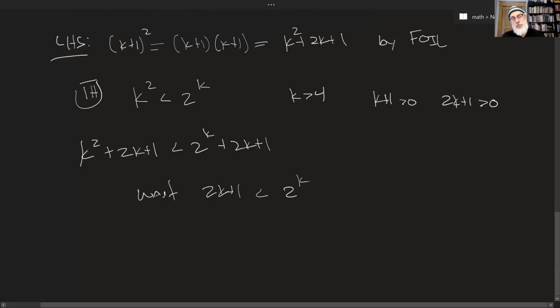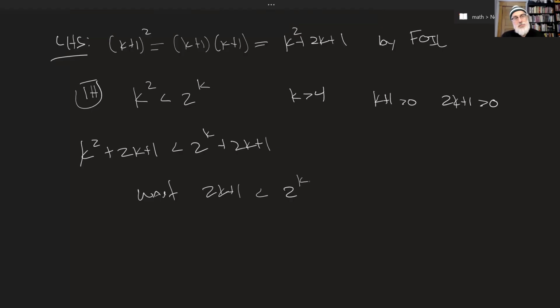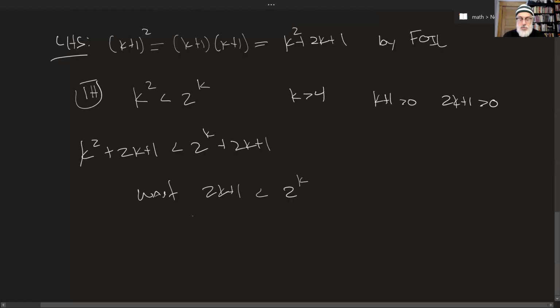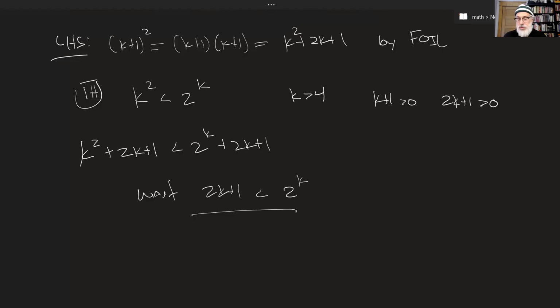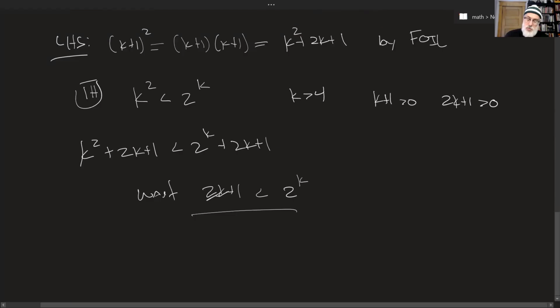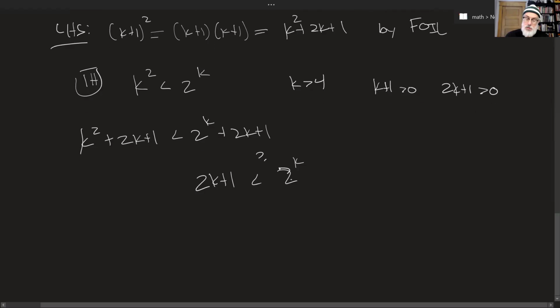If this is true, then I can add 2k to both sides of this, and I've created a chain of inequalities that will lead me to the necessary conclusion. So this is what we want. We want this to be true. Now we can just reason through, k is greater than 4. We can plug some numbers in, which will be fine.